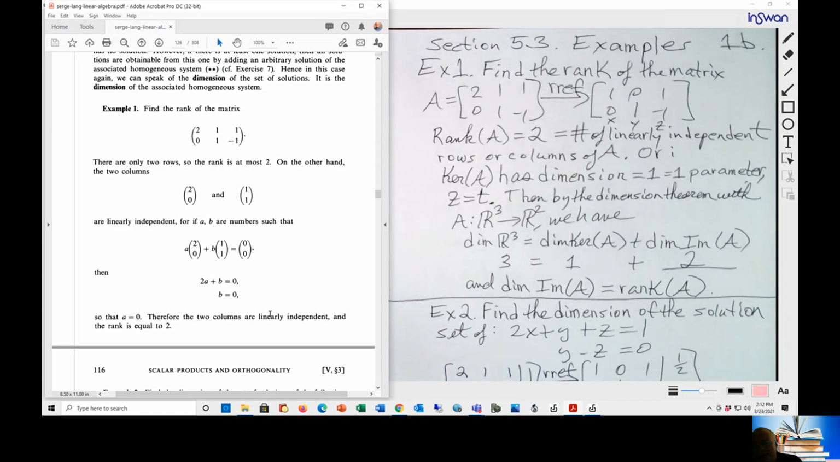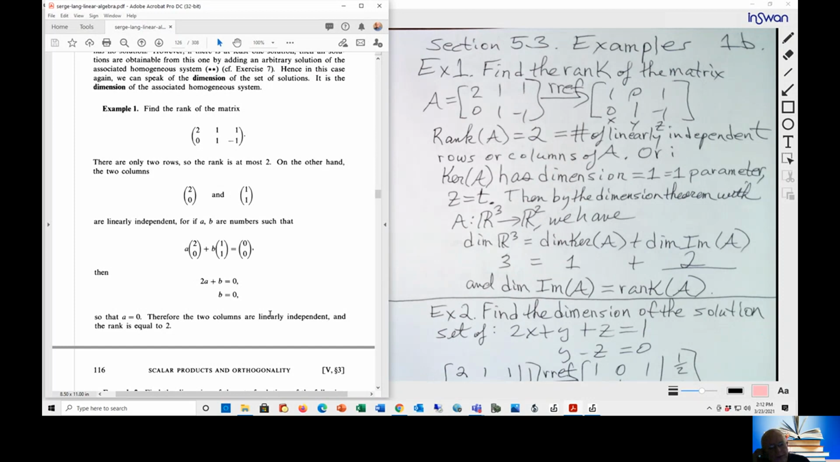Here's the example: 2, 1, 1, 0, 1, negative 1. Find the rank of this 2 by 3 matrix. Okay, so all we do is row reduce it to reduced row echelon form, and you see what you get there on the right hand side: 1, 0, 1, 0, 1, negative 1.